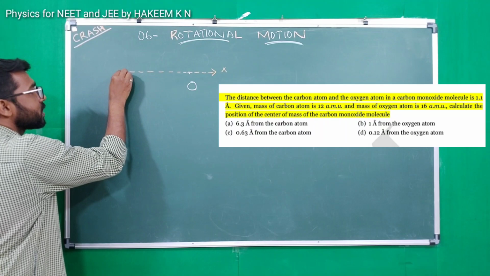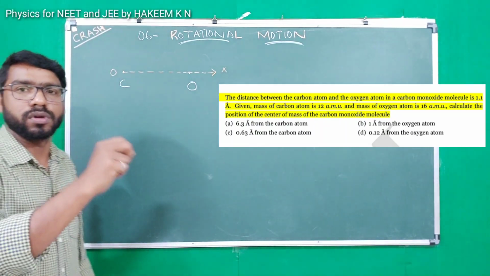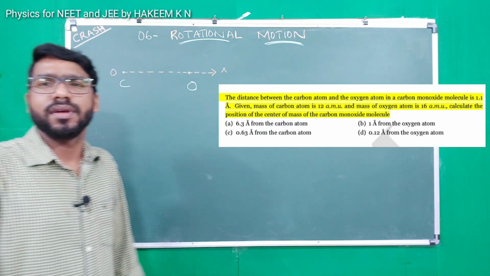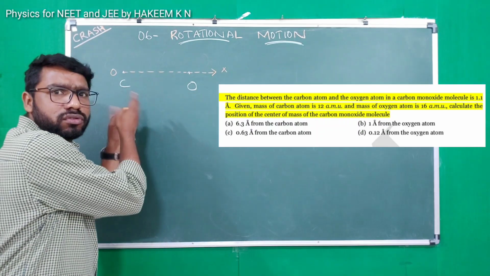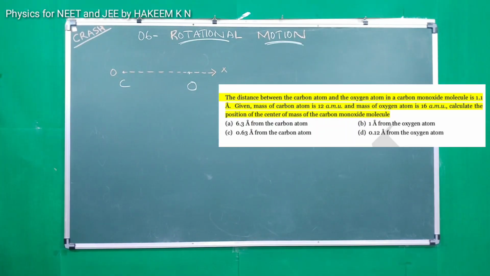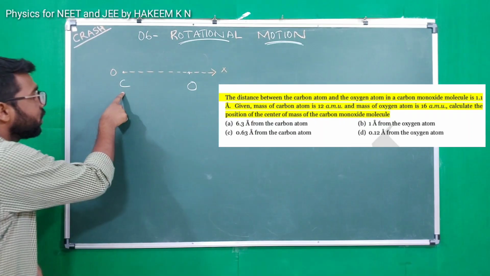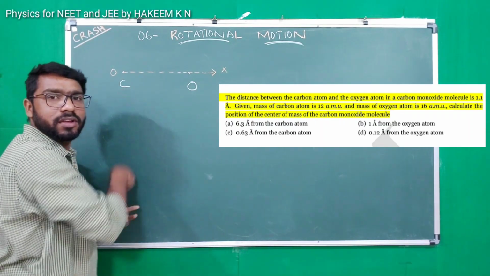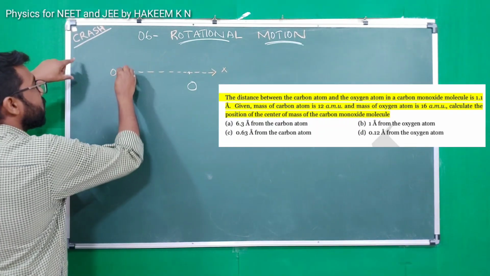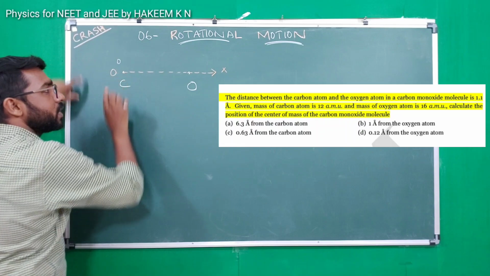So the position of carbon is taken as O, origin. Why did I take the position of carbon? In the question you can see the position of center of mass we have to calculate from carbon. So we are taking carbon at origin. Then what is the x value of carbon? 0. The x value of carbon is 0.